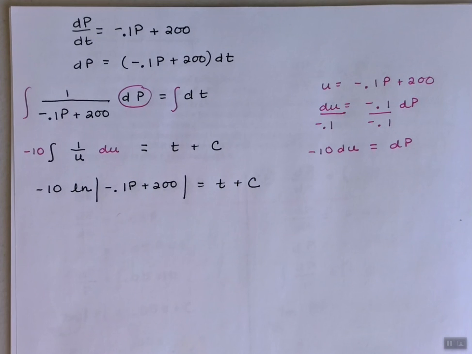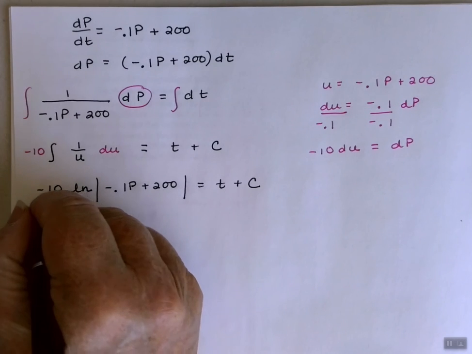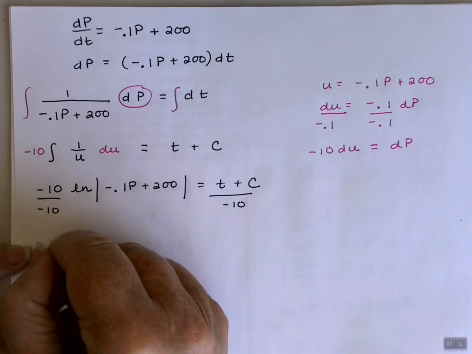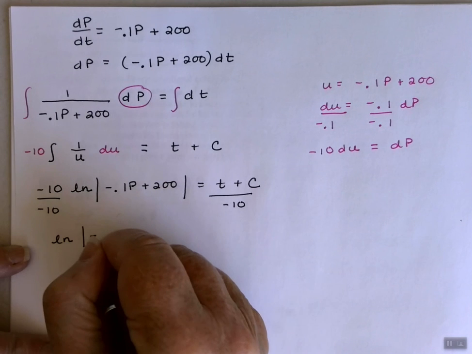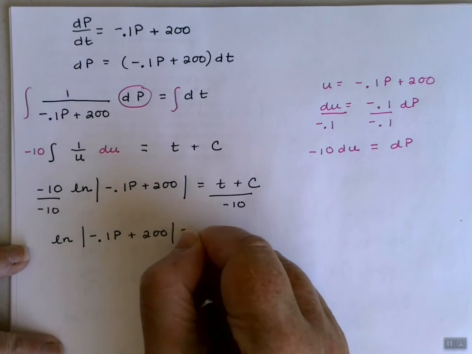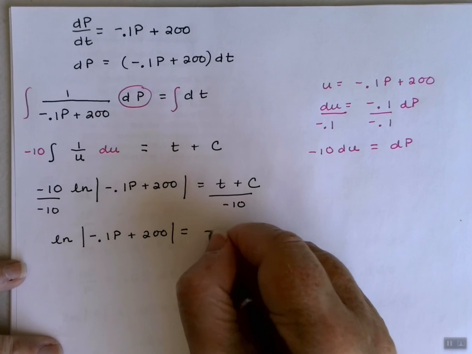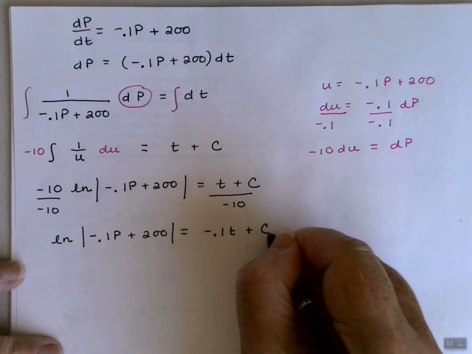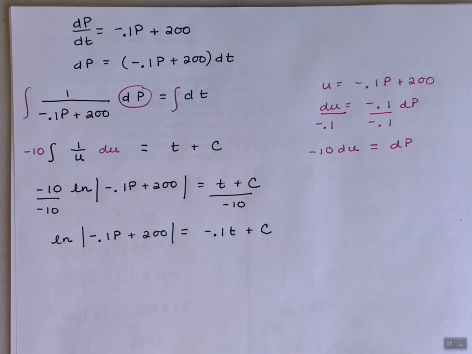And we've now got a form of our general solution. It's just not solved for p yet. So let's go ahead and solve for p. I would divide by negative 10, both sides. And negative a tenth t is negative 0.1 t. C divided by negative 10 is just a new constant, so I'm just going to leave that as plus d still.